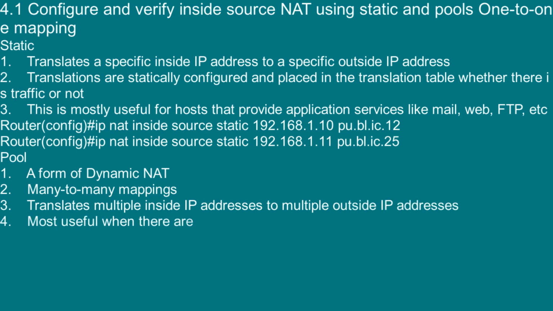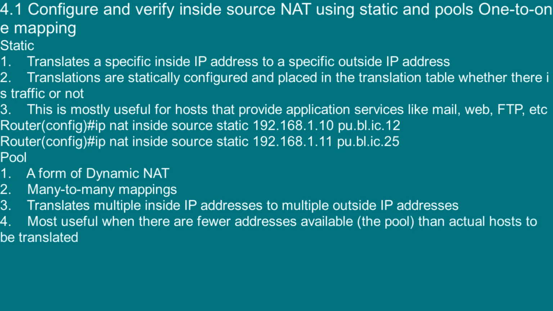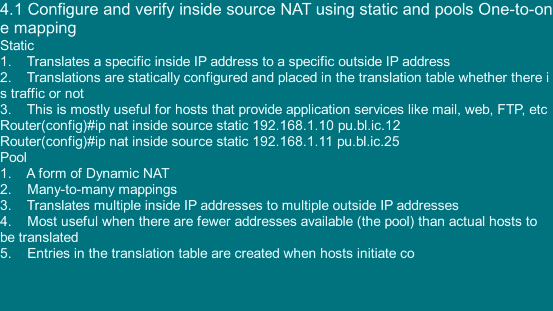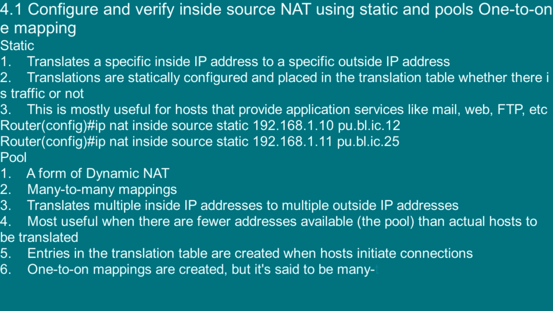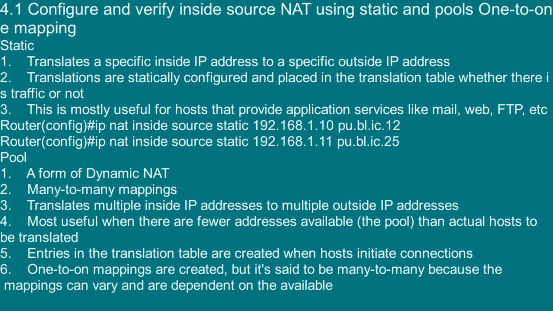2. Many-to-many mappings. 3. Translates multiple inside IP addresses to multiple outside IP addresses. 4. Most useful when there are fewer addresses available, the pool, than actual hosts to be translated. 5. Entries in the translation table are created when hosts initiate connections. 6. One-to-one mappings are created, but it's said to be many-to-many because the mappings can vary and are dependent on the available IPs in the pool at the time of the request. 7. NAT entries are removed from the translation table and the IP address is returned to the NAT pool after a specified and configurable amount of time where the host does not communicate.